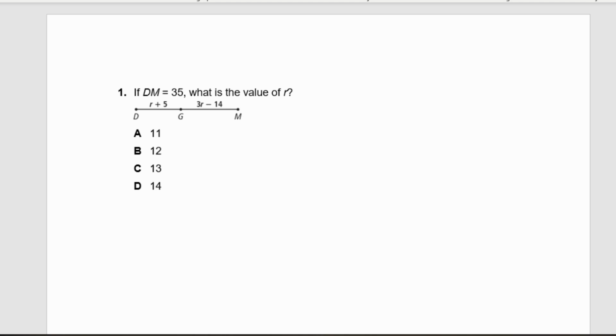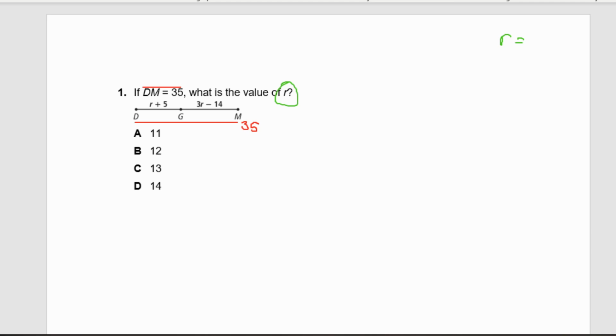So for number 1, I have if DM equals 35, what is the value of R? So I'm going to start by identifying the information that was given to me in my hypothesis here, the if part. If DM is equal to 35, so we're going to assume that's true. And that just means if I start at D and I walk along this line until I arrive at M, I'll have walked 35 units. But I don't know what the units are, so we can just call it 35. And it's asking me ultimately what is the value of R. So just for my note, I'm going to write it up here that that's my goal, is to find a value for R.